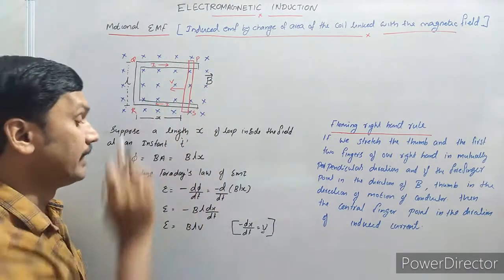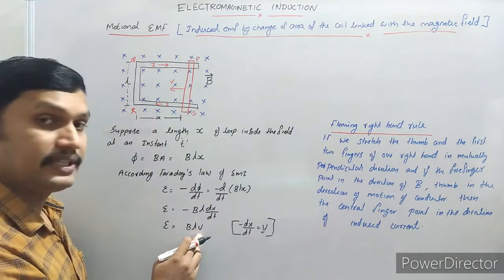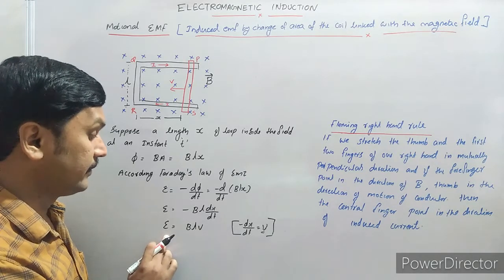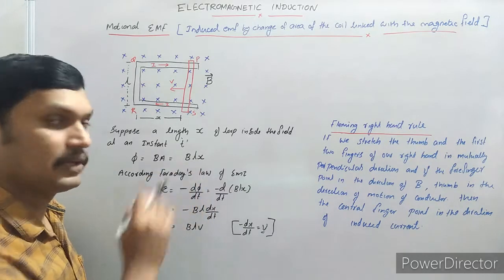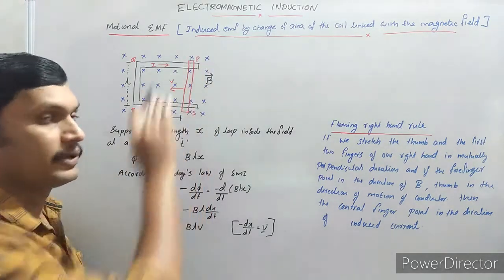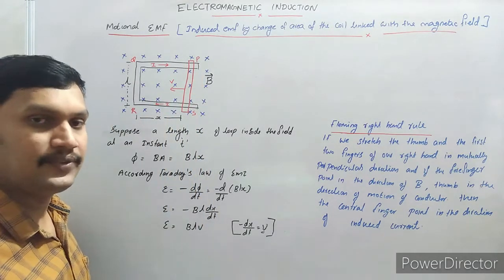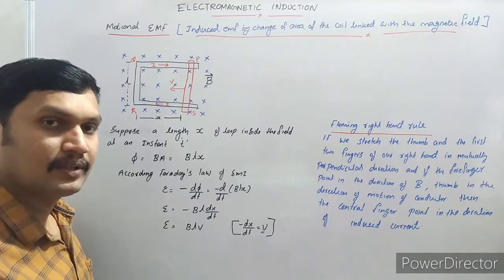B is the strength of magnetic field, L is the length of this conductor and V is the velocity. So the factors affecting the induced EMF are the strength of magnetic field, the length of the rod and the velocity at which it is moving. An induced EMF is produced because of the motion of this conductor through a uniform magnetic field, so we call this EMF motional EMF.